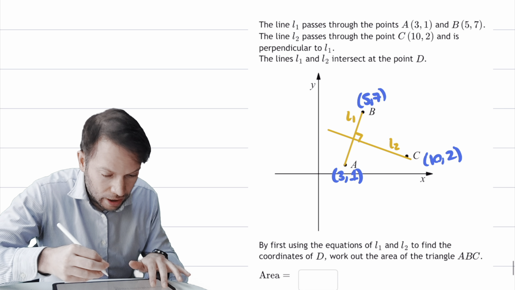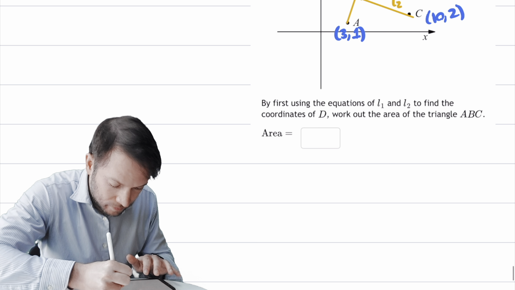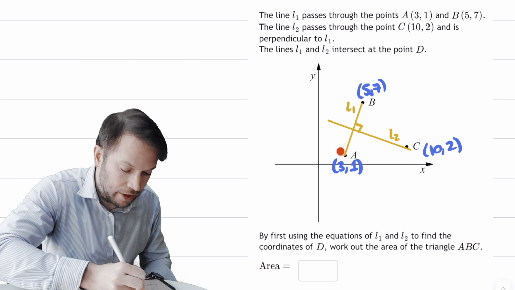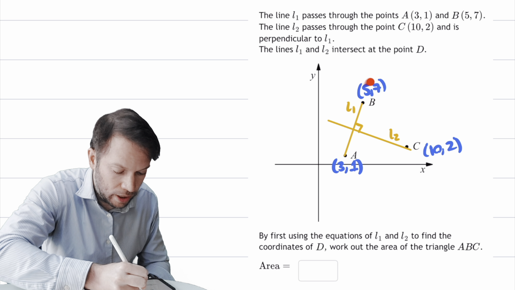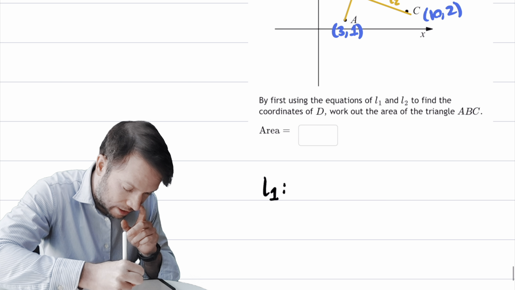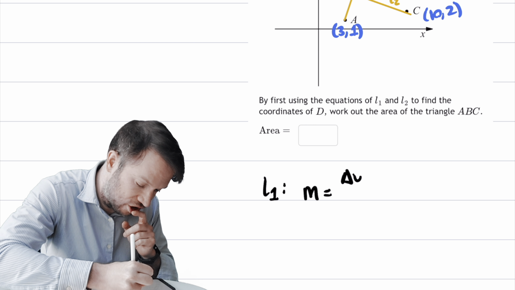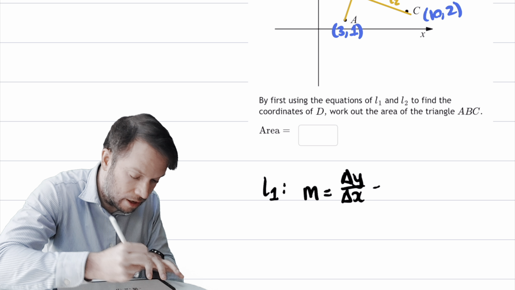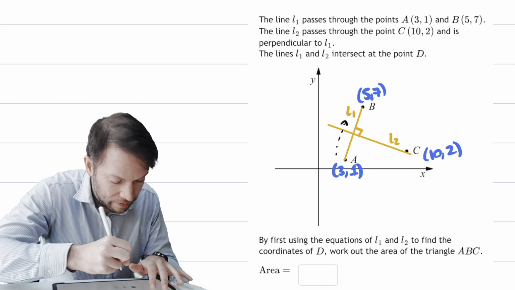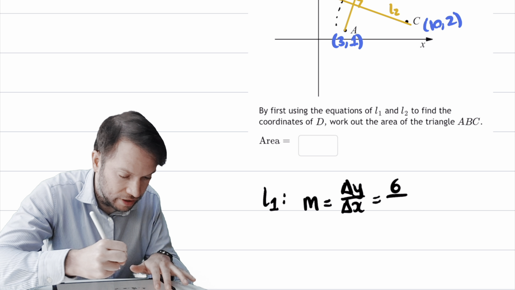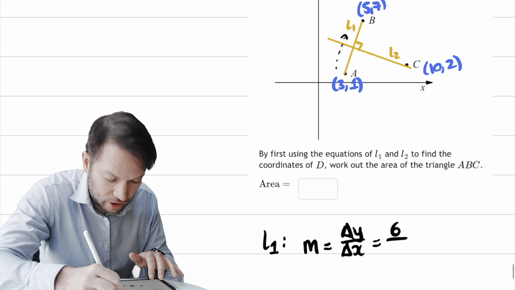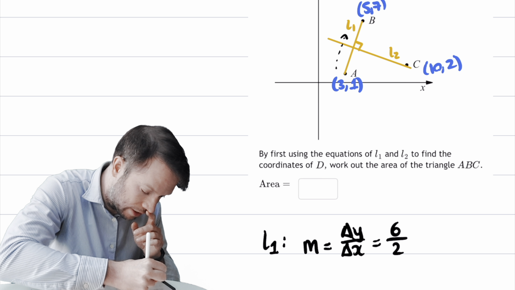So the equation of L1, firstly, we need the gradient of L1. To find the gradient, we can just do change in y over change in x using these 2 points. The change in y from 1 to 7 is a change of positive 6. And the change in x from 3 to 5 is going up by 2. So the gradient of this is 3.